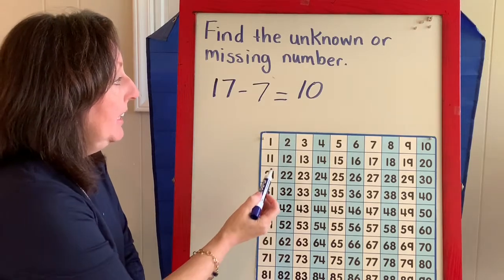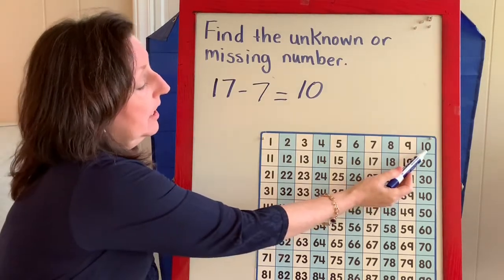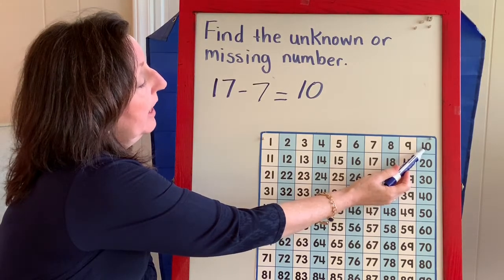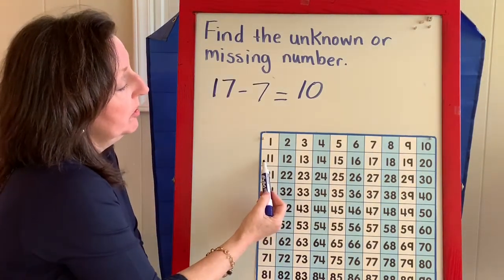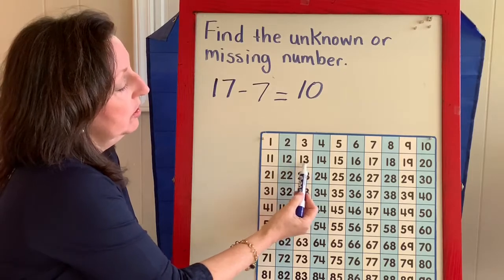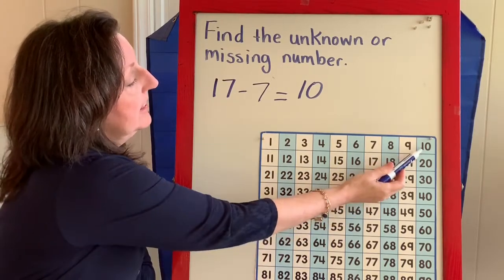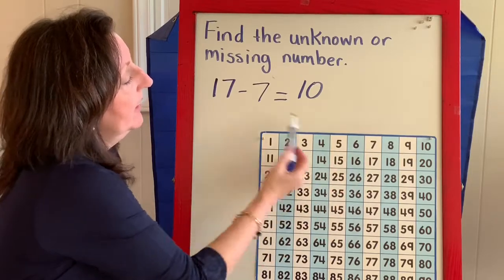You could come up here and you could count, touch 10 and then count forward, touching your numbers here. 1, 2, 3, 4, 5, 6, 7. So you would know 17 take away 7 is 10.